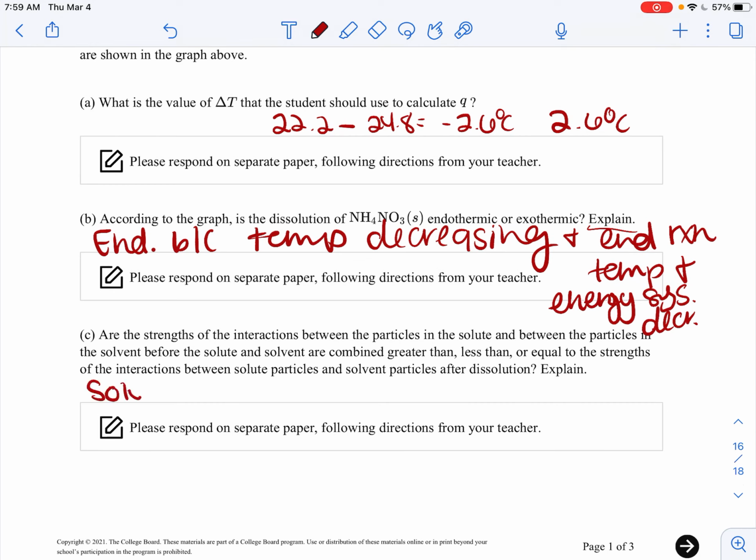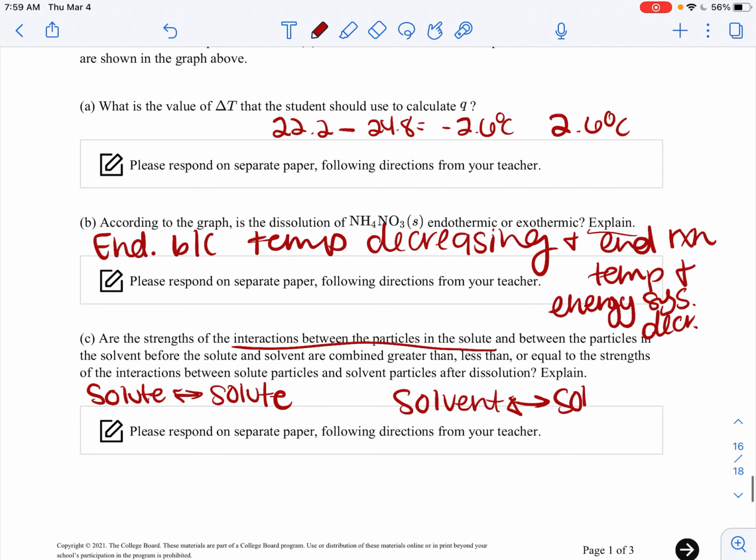Now C, it says, are the strengths of the interactions between the particles in the solute and between the particles in the solvent, before the solute and solvent are combined, greater than, less than, or equal to the strengths of the interactions between the solute particles and the solvent particles after they are combined?